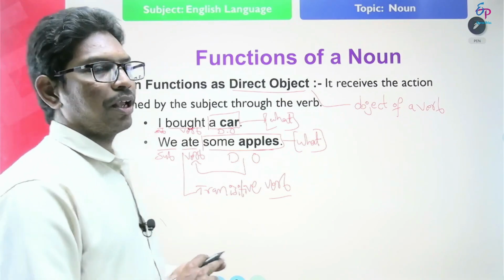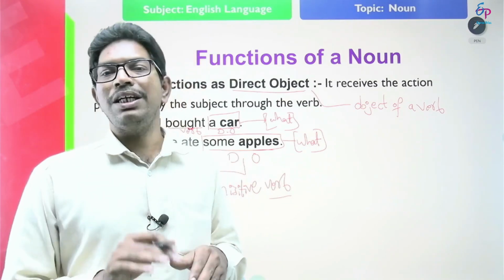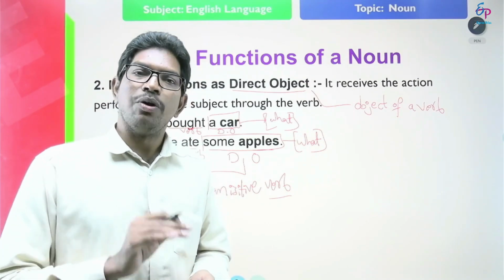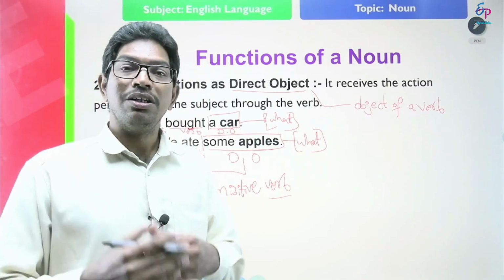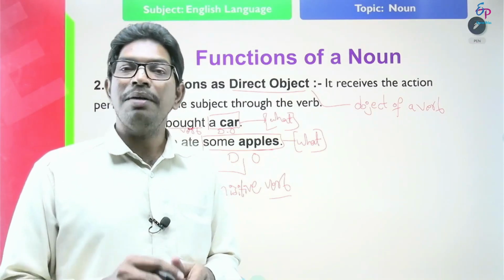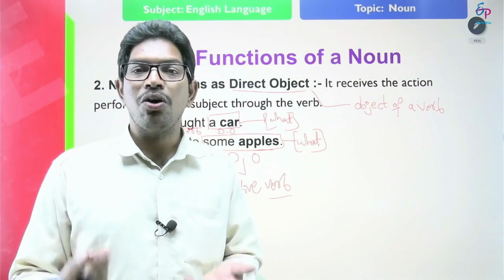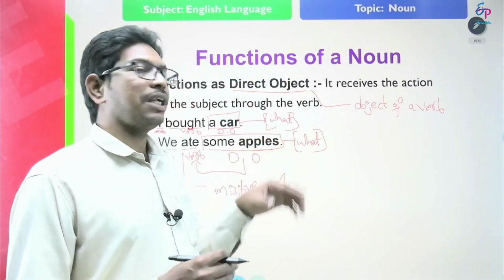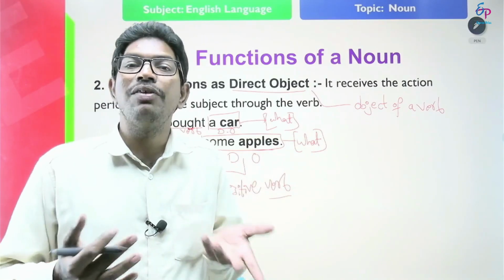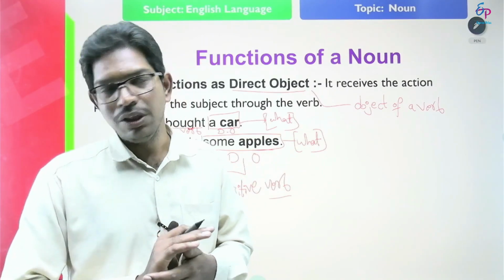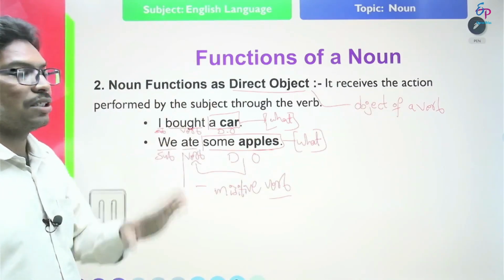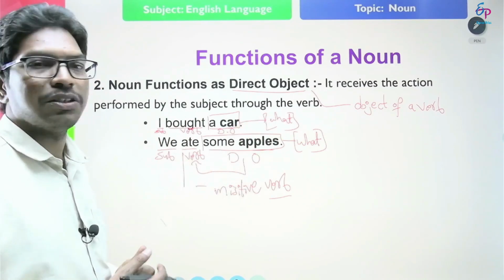For example, I will bring tomorrow. I said I will bring tomorrow. What will I bring tomorrow? There is no clarity at all. So bring is called transitive verb. There must be a direct object that answers what I will bring tomorrow. I'll bring my car tomorrow. Here my car is direct object. It answers the question what I will bring tomorrow. So now you clearly understood what is direct object. It receives the action performed by the subject through the verb. What is that verb? Transitive verb.